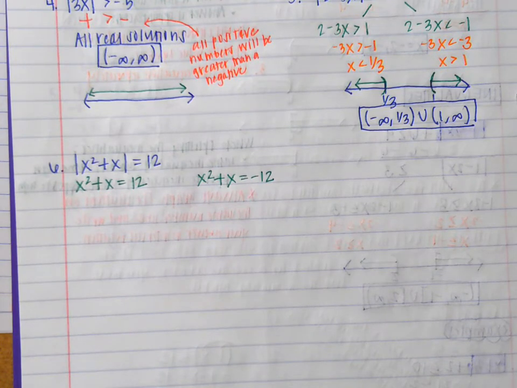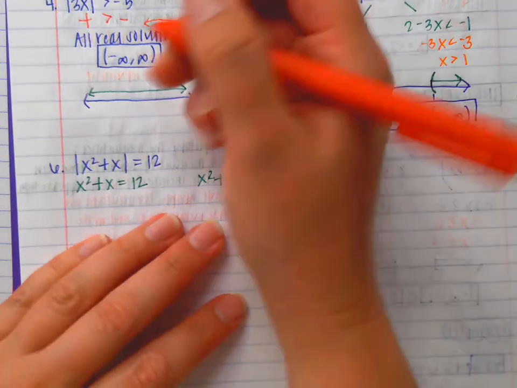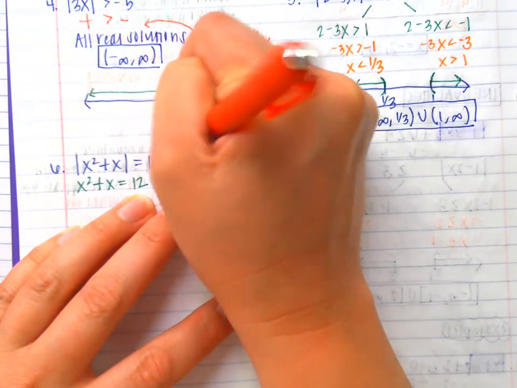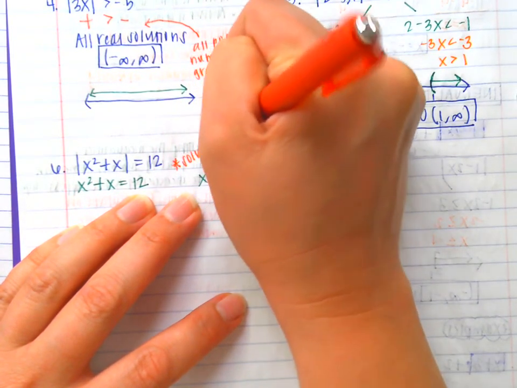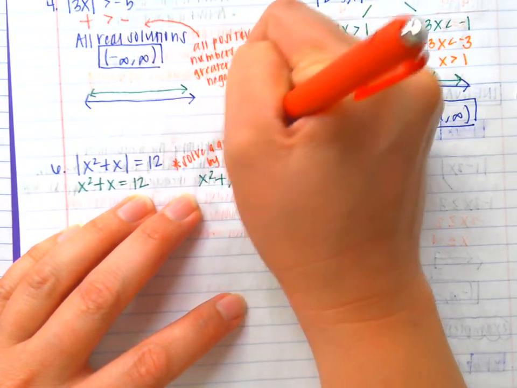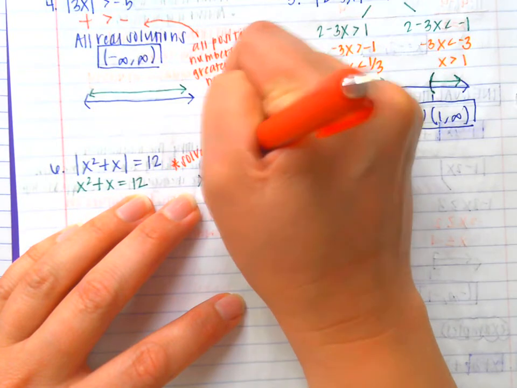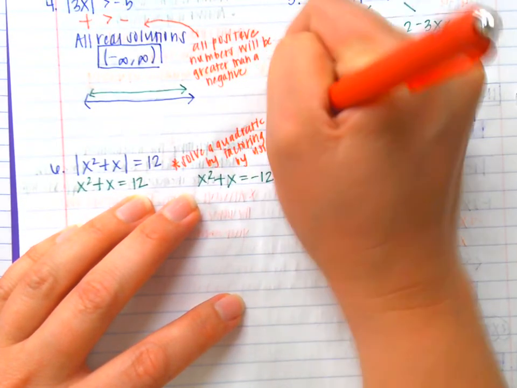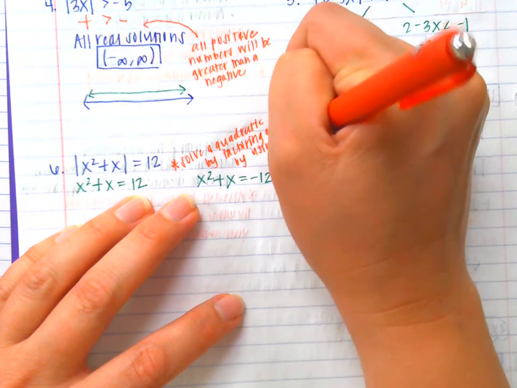How do I solve this? Remember, anytime you see an x squared, you're solving a quadratic. That's what it means. So you're always solving a quadratic by either factoring or using the quadratic formula. So let's make a little note of that. Solve a quadratic by factoring or by using the quadratic formula.